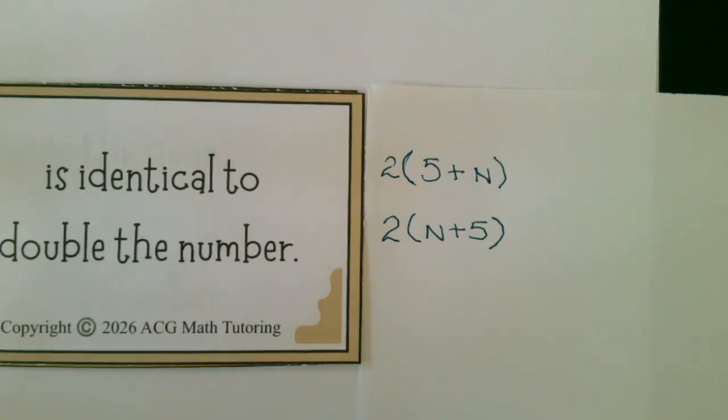Okay, is identical to double the number. How would I write that?